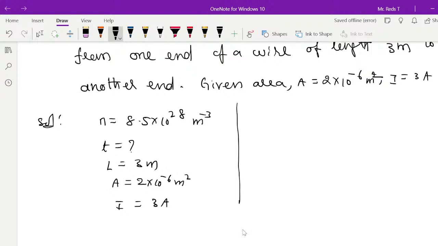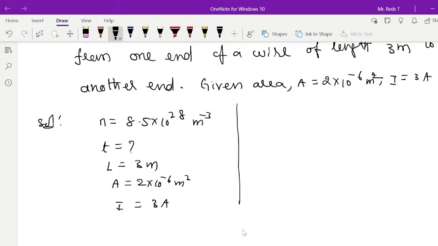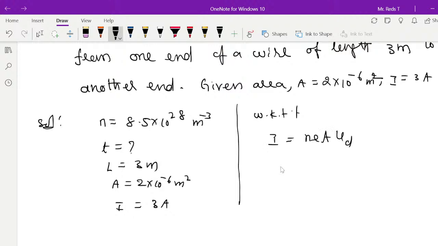So you know what is the relation between the time and length and area and current? The current I is equal to nAeVd, where Vd is the drift velocity. Current is given here, so we can find the drift velocity: Vd is equal to I by nEA.